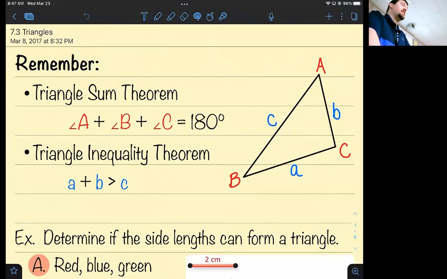180. So if all 3 angles of a triangle form a straight angle, then that means every triangle in existence, all 3 angles add up to 180 degrees. That was really important. That's called the triangle sum theorem. Remember, a theorem is something that's been proven over and over again to be true. The second theorem we did was the triangle inequality theorem, which said that if you added the 2 shorter sides of a triangle together, they had to be larger than the longest side.